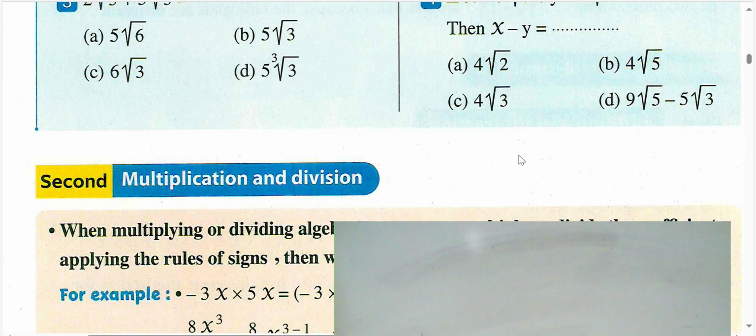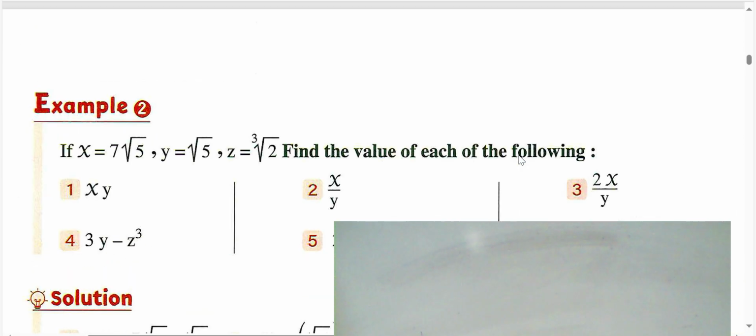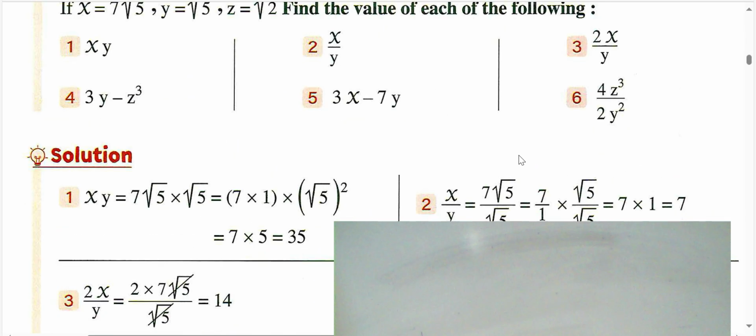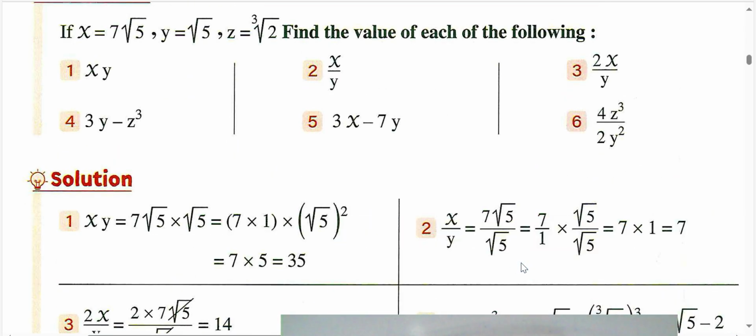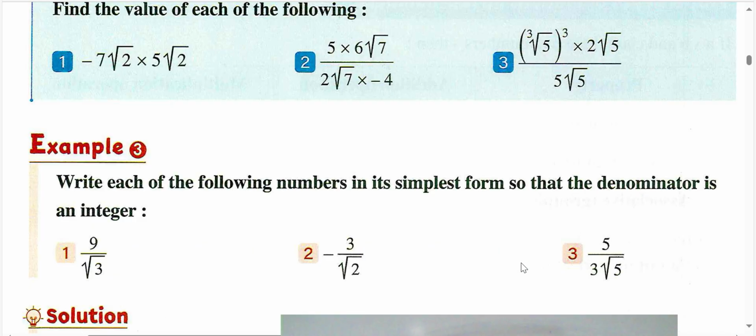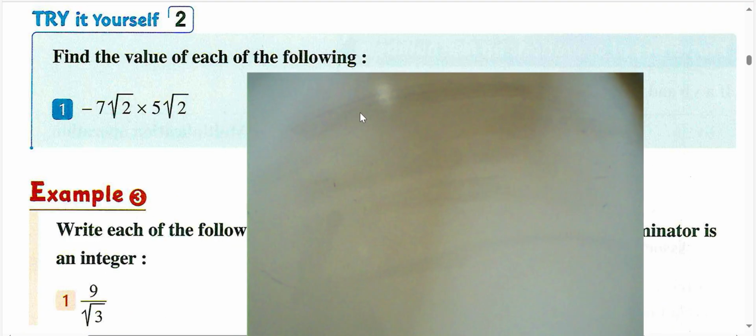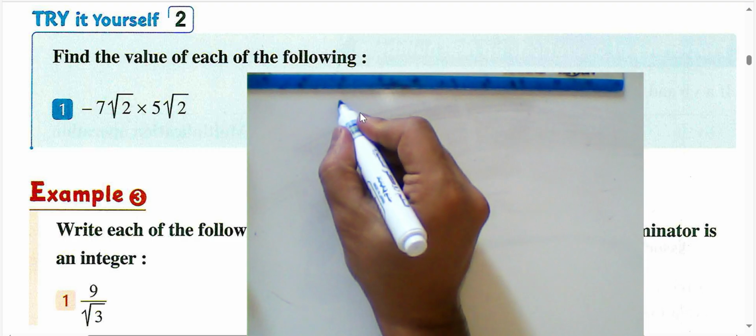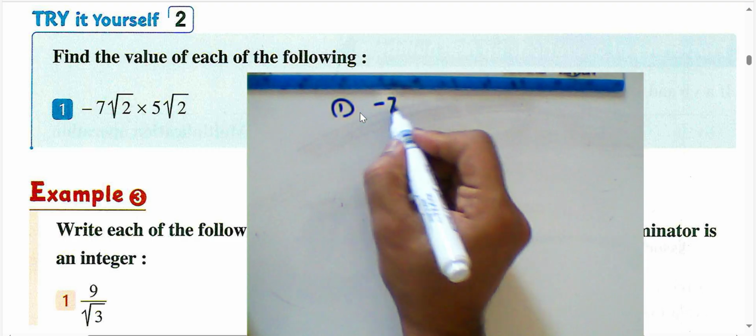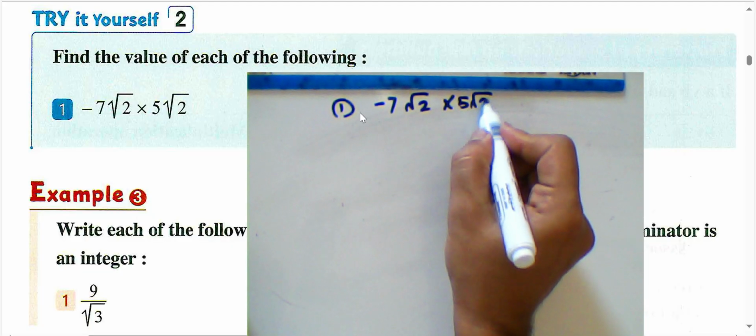Next, second: multiplication and division by properties. Check with me this question. You can read this question and answer, and I will solve the questions with you. Try to solve number 2. Find the value of each of the following. Number 1, we have negative 7 root 2 product by 5 root 2.